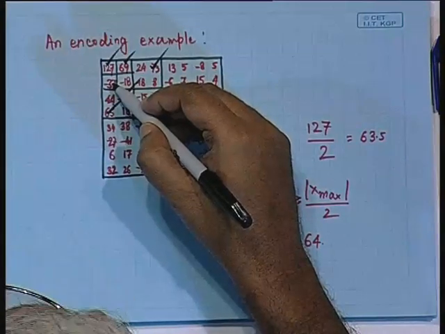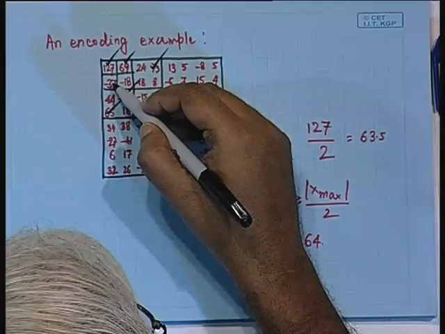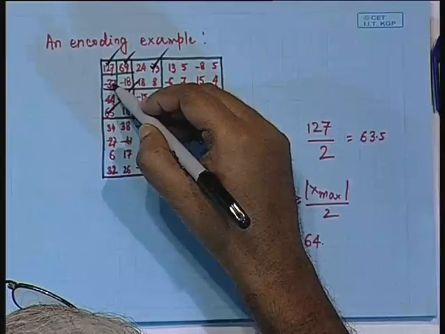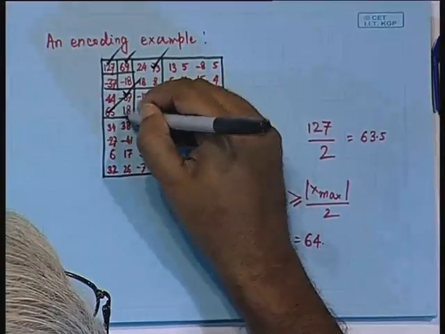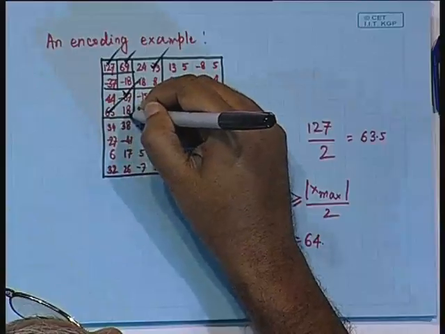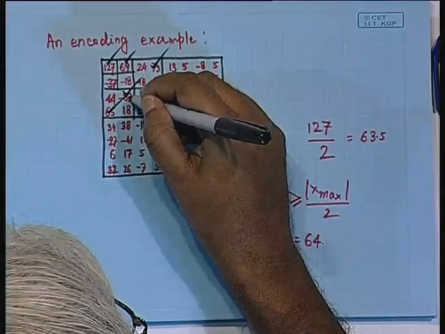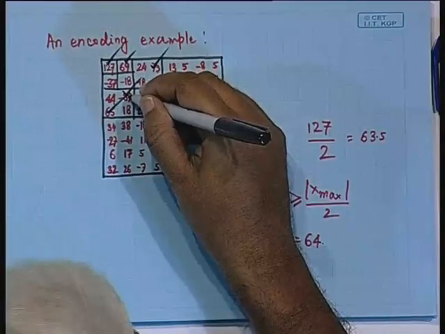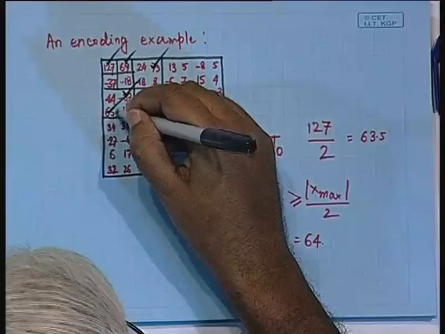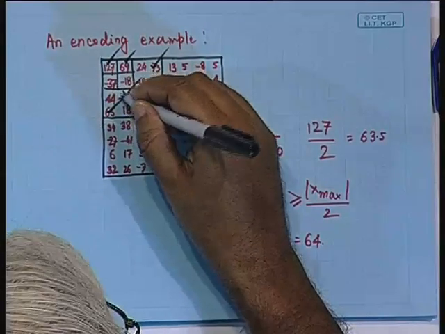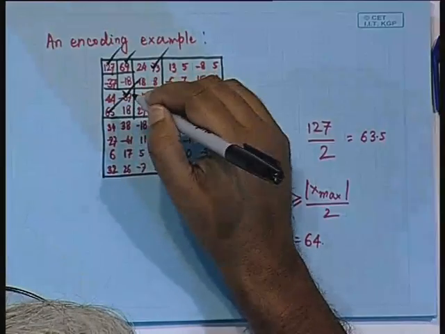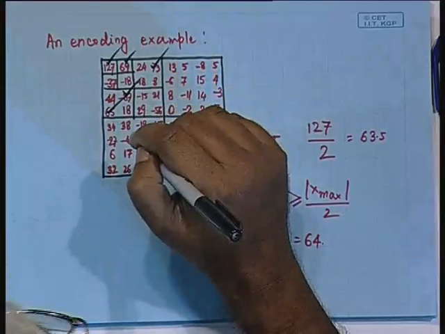Now, is it forming a 0 tree root? Minus 37's descendants are what? Minus 37's descendants are 44, 87, 65, 18. Okay. Out of this, minus 87 is significant, 65 is significant, but this is insignificant. So, we start with an insignificant, that is 0, but its descendants are significant. So, it is not forming a 0 tree.